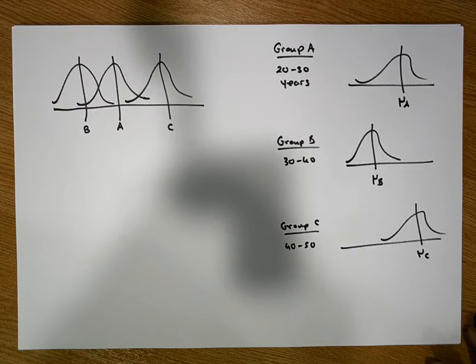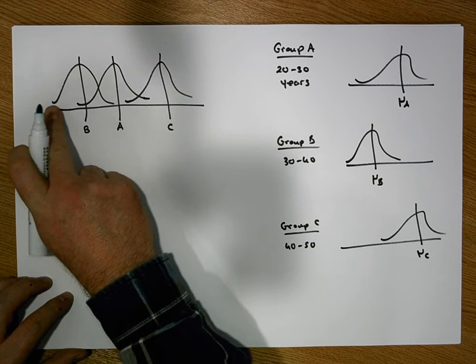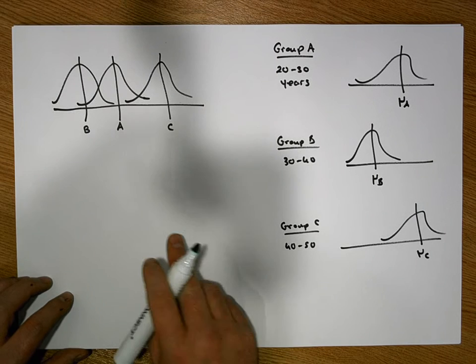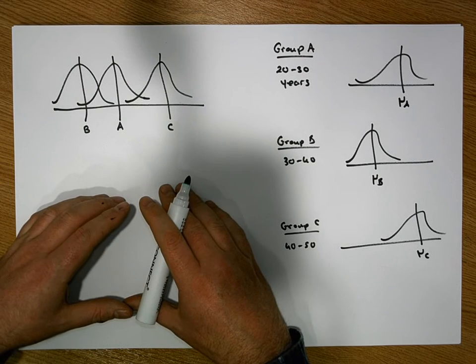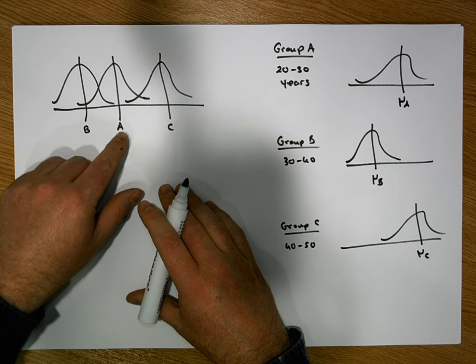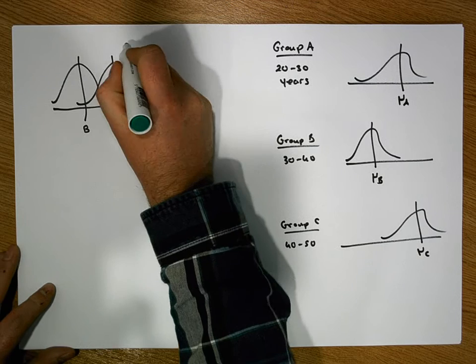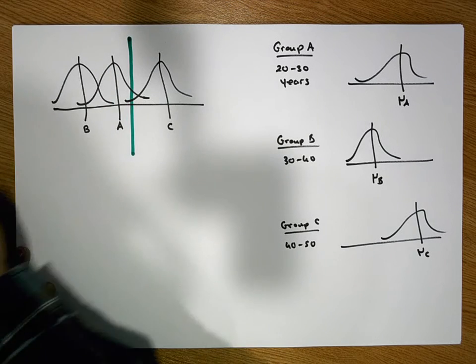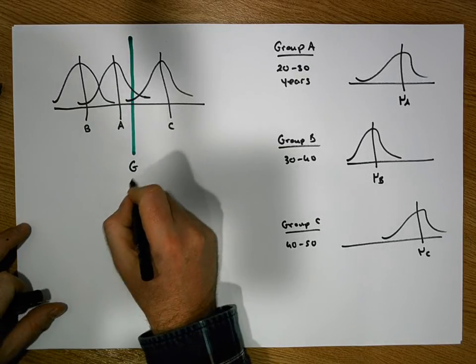So what we first do is construct what's known as the global mean. What that basically means is we take all of the observations in group A, group B, and group C, and we pool them all together. So we have a large data set that has all the observations in A, B, and C, and we calculate a global mean value. Let's say this is our global mean, x bar of g.